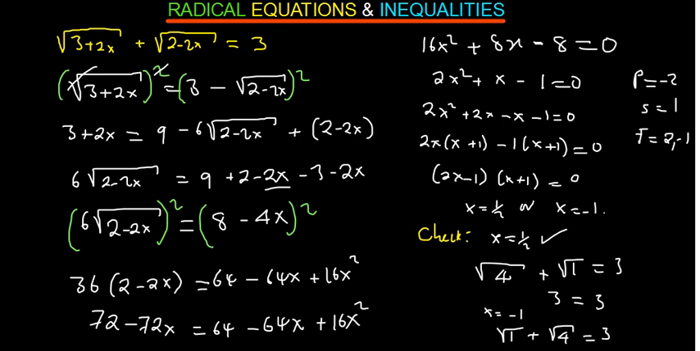That is supposed to be equal to 3. We know square root of 4 is a 2. And then square root of 1 is a 1. 1 plus 2 is a 3, meaning that this is also a solution. So for this one, the solution set is going to be negative 1 comma 1 over 2, meaning that both answers are solutions for this question.